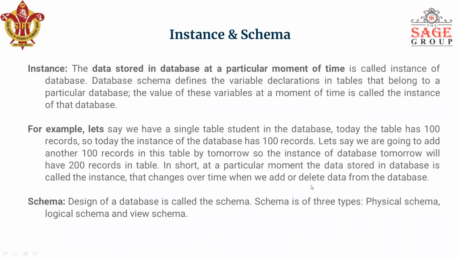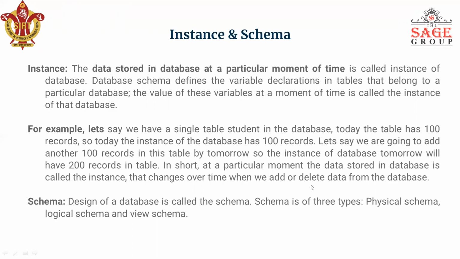First of all, instance. Basically, the data stored in the database at a particular moment is called the instance of a database. The database schema defines the variable declaration in the table that belong to a particular database. The value of these variables at a moment of time is called the instance of that database. For example, let's say we have a single table student in the database. Today, the table has 100 records.